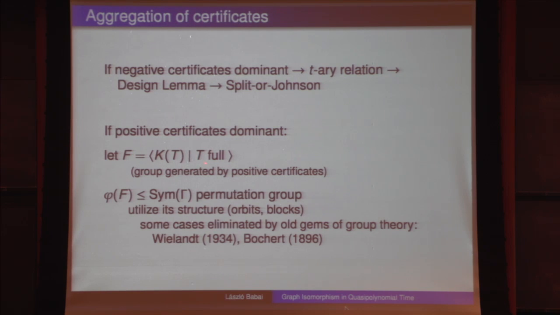So I look at all the test sets that are full and look at the corresponding groups, and they generate a group. This is a subgroup of the automorphism group. If this group extends to a large part of my domain, say more than 10%, then I am very happy because I can use group structure to split my set. If it has orbits, I split by orbits. If there is a dominant orbit, then I split by domains of imprimitivity.